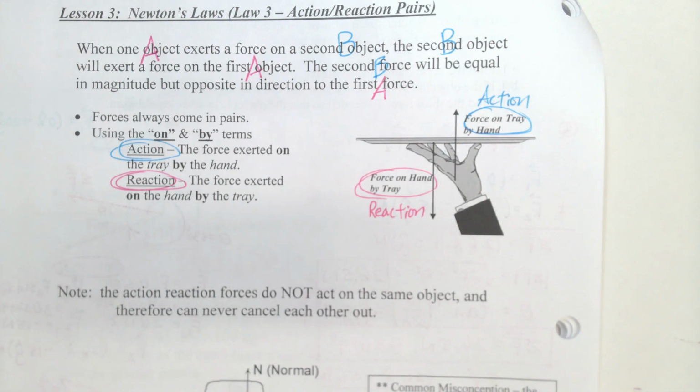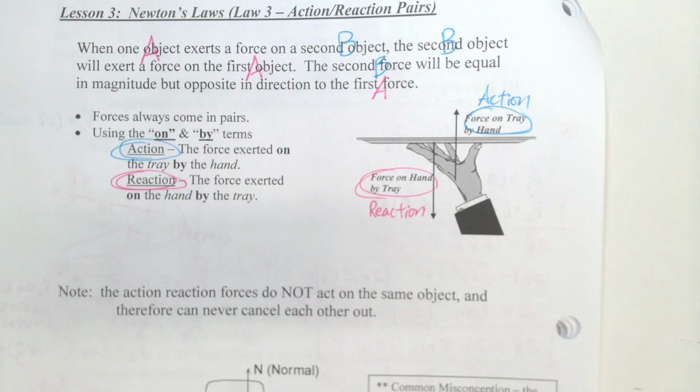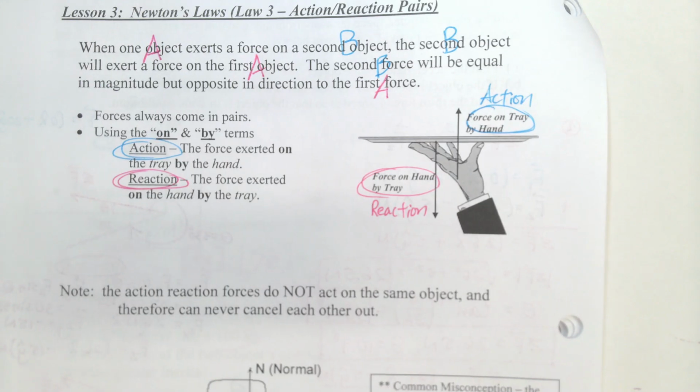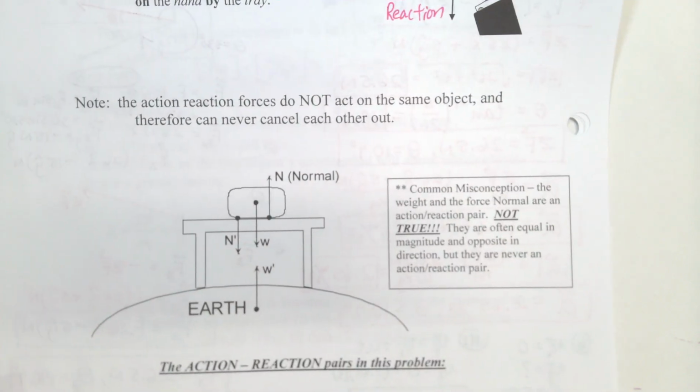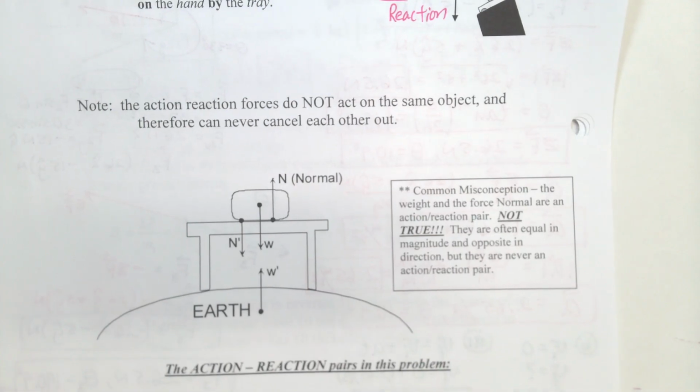That's a little bit more complicated because as soon as you let go of the tray, there's no more force acting on it except for gravity. So the action force would be Earth pulling on the tray. The reaction force would be the tray pulling on the Earth. How does the tray pull on the Earth? We'll talk about that. That's the next page. So we'll talk about that more in detail.